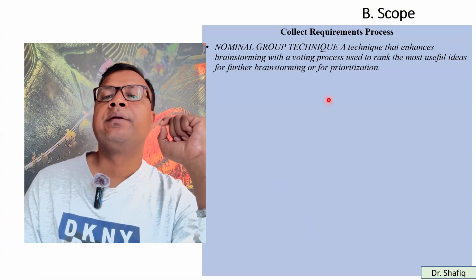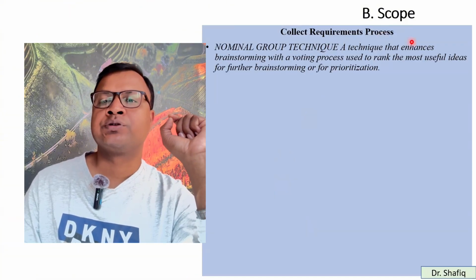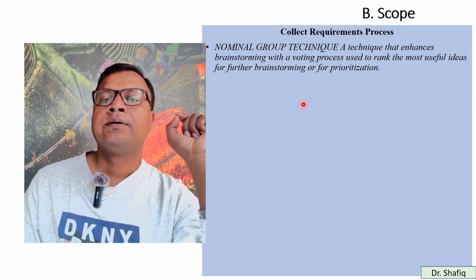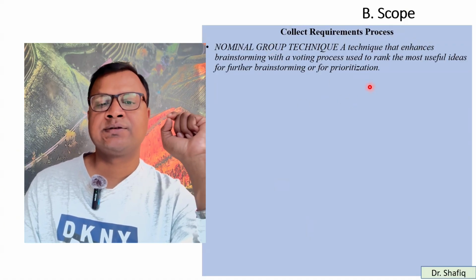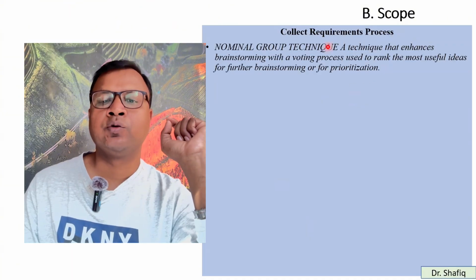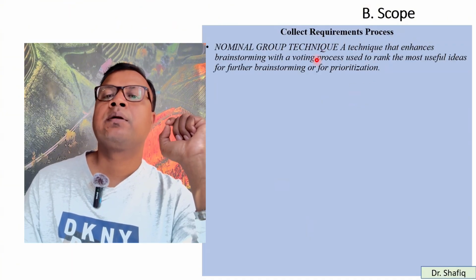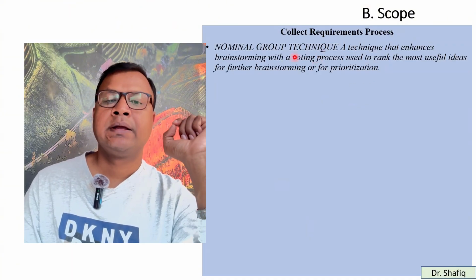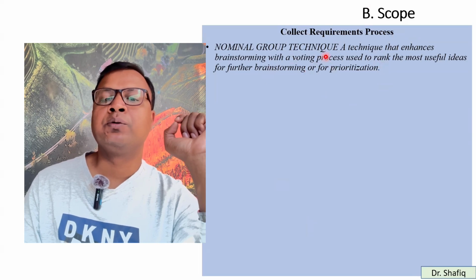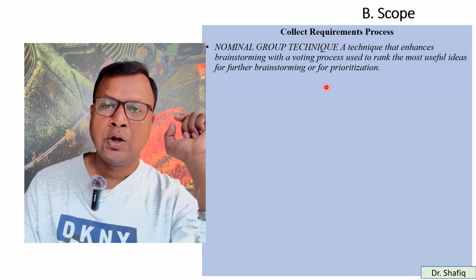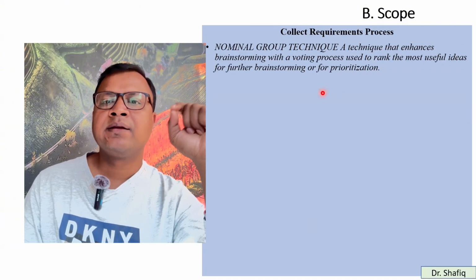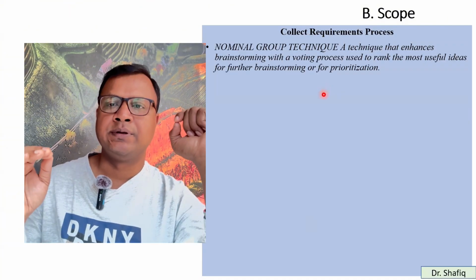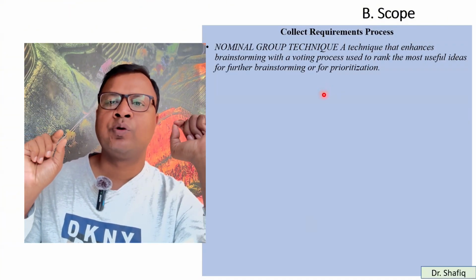So how can we prepare the requirement process? We have some processes, some tools and techniques by which we can prepare the requirements. So what requirements are needed? It will be decided by the nominal group technique. What is this? Nominal group technique is actually making a group activity where you are asking one question.